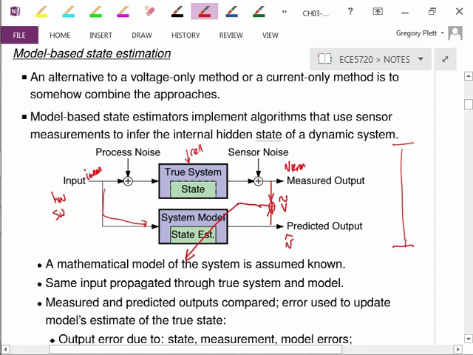That's the feedback we're going to use to adjust slightly the model state to hopefully make the model state stay closer to the true state, and even converge to the true state in the best of possible situations. Now here, there's something called process noise. Process noise impacts the true system state, but does not impact my model state. This is like self-discharge. This is leakage current.